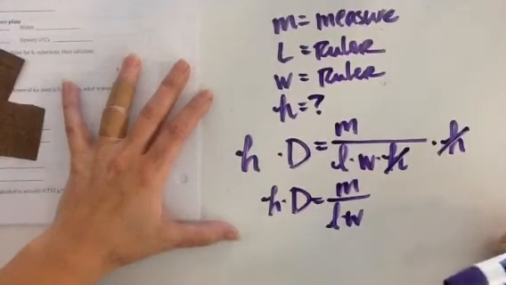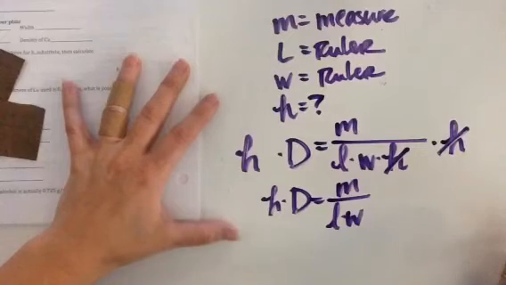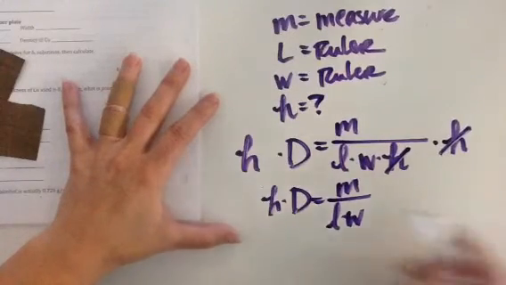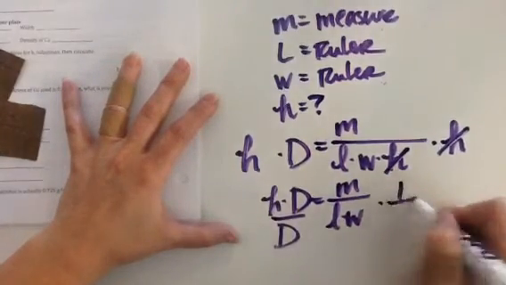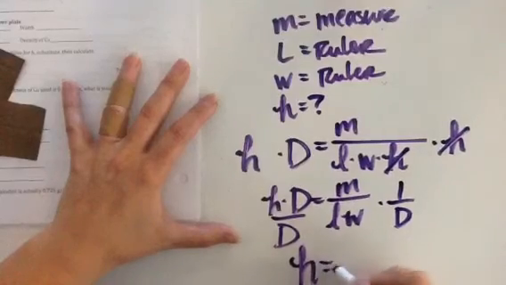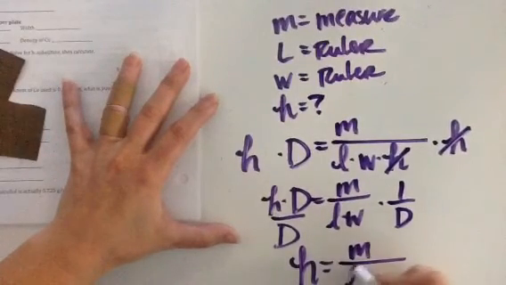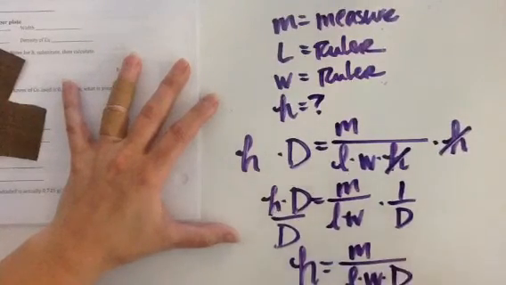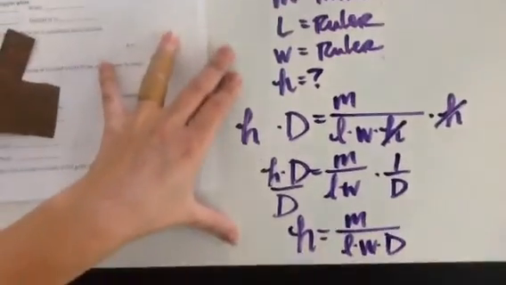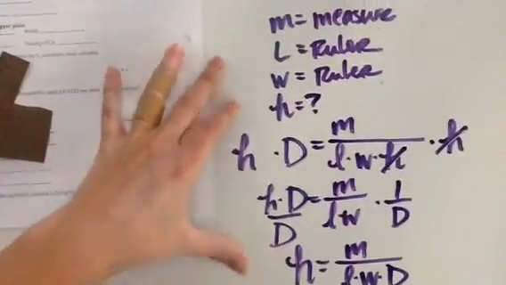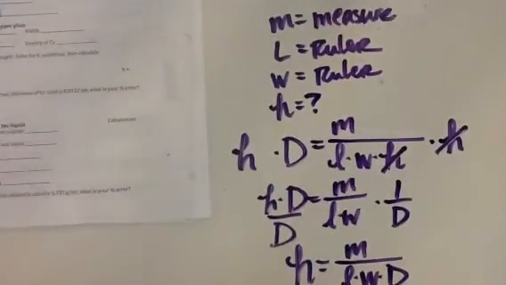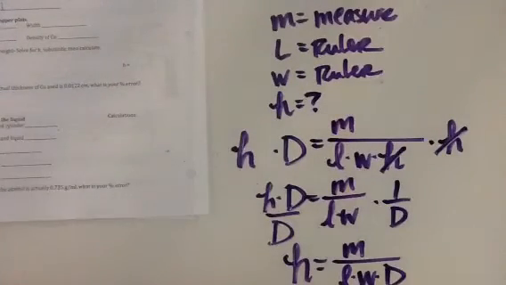How do I get H by itself? Divide on both sides by D. So I get H equals M over L W D. M, I measure, L, I measure, W, I measure, D, I look up for copper. Use your sig fig rules. Use your significant figure rules in calculations. Do not give me calculator junk.